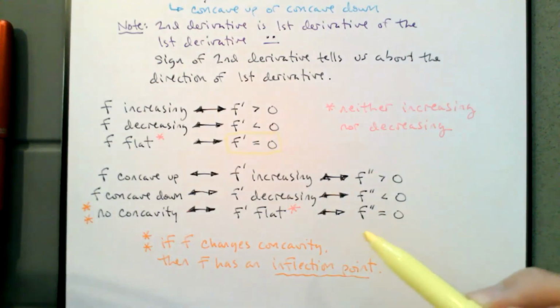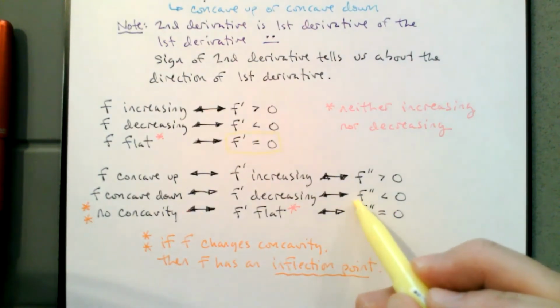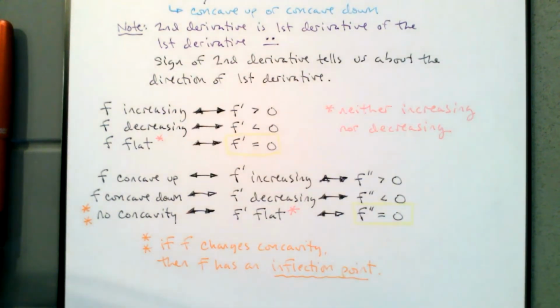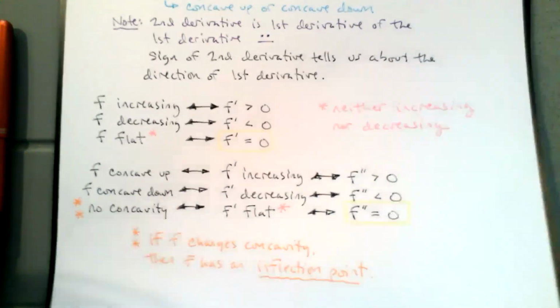And then the same thing will happen with f double prime. We want to know about the concavity of the function. We're going to first have to look where the function has no concavity. So let's take a look at an example.